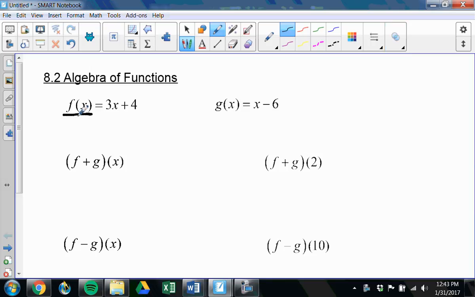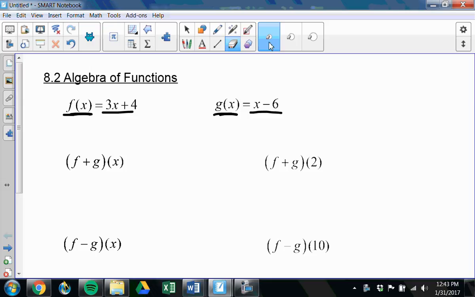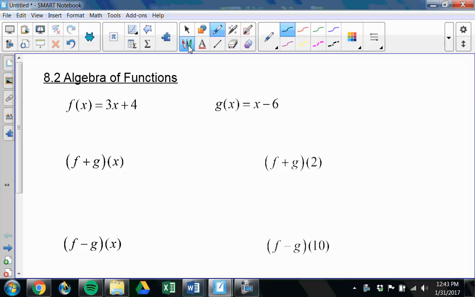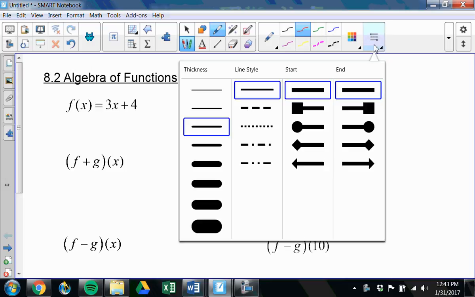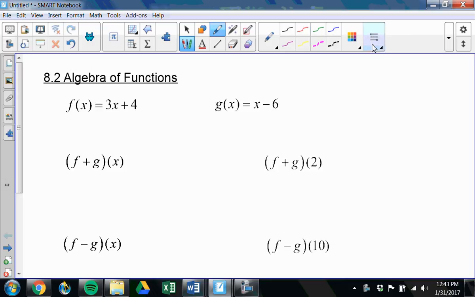So here's some function f. f of x is 3x plus 4. Here's another function g. g of x is x minus 6. We use f and g just so we can tell them apart. It's like their names. Instead of calling some function Scott or Terry or Sam, we call them f and g just to be precise.